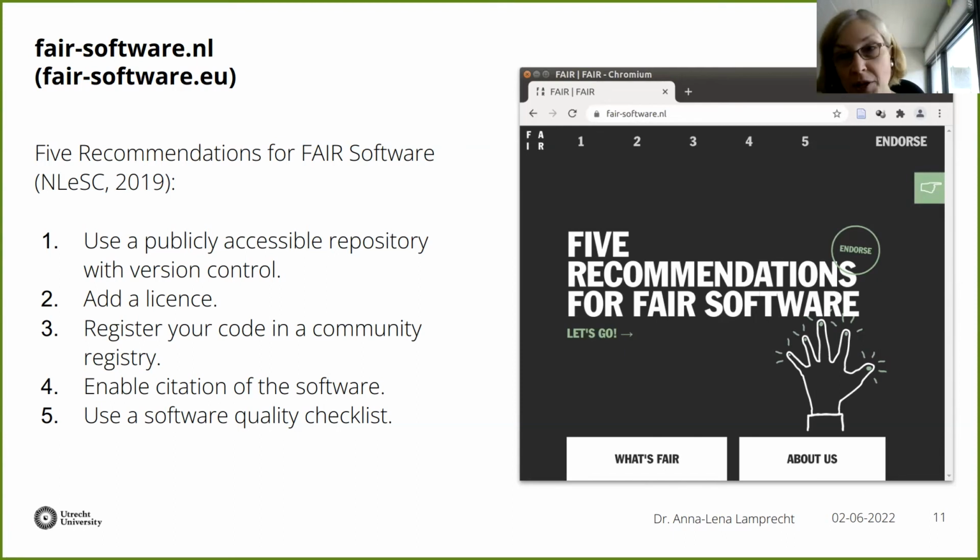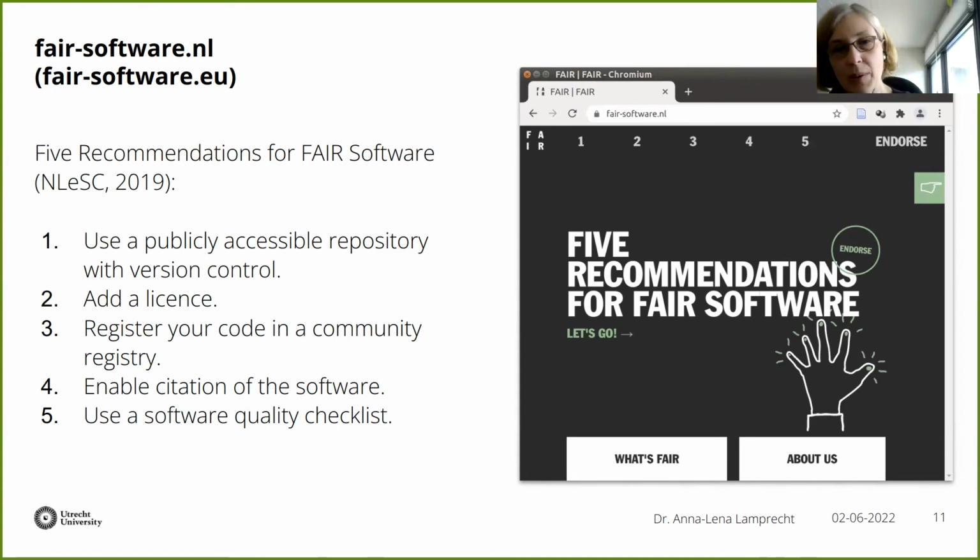Then enable citation of the software so that people can give credit to the software directly. And that is actually possible. Even if there's not a specific traditional paper around the software, there are citation formats available where people can directly cite software. So enable that, provide that information so that people can directly get credit for the software when people use it. They will not always cite your paper, but they can cite your software directly. The fifth recommendation is to use a software quality checklist.